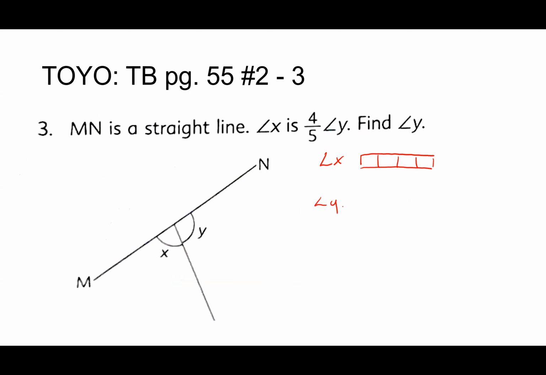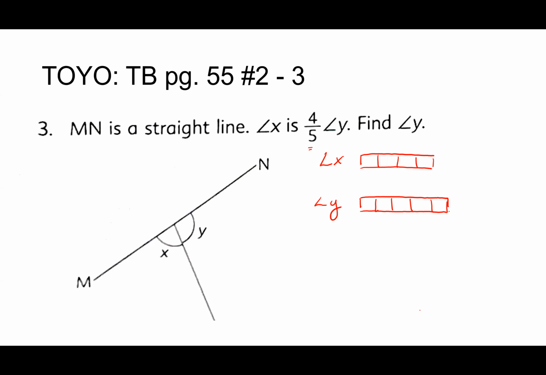How many units should I give angle Y if angle X is 4/5 angle Y? Not 1. Angle X is 4/5 angle Y. I should give it 5. You guys remember how to do this from fractions? Okay, good.